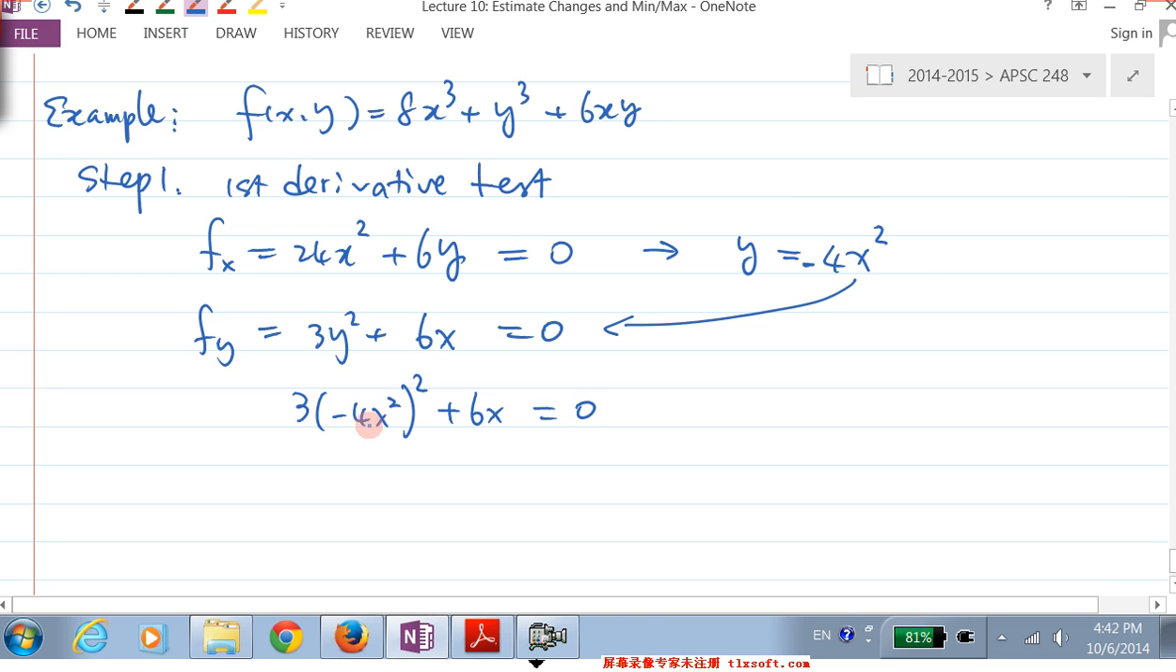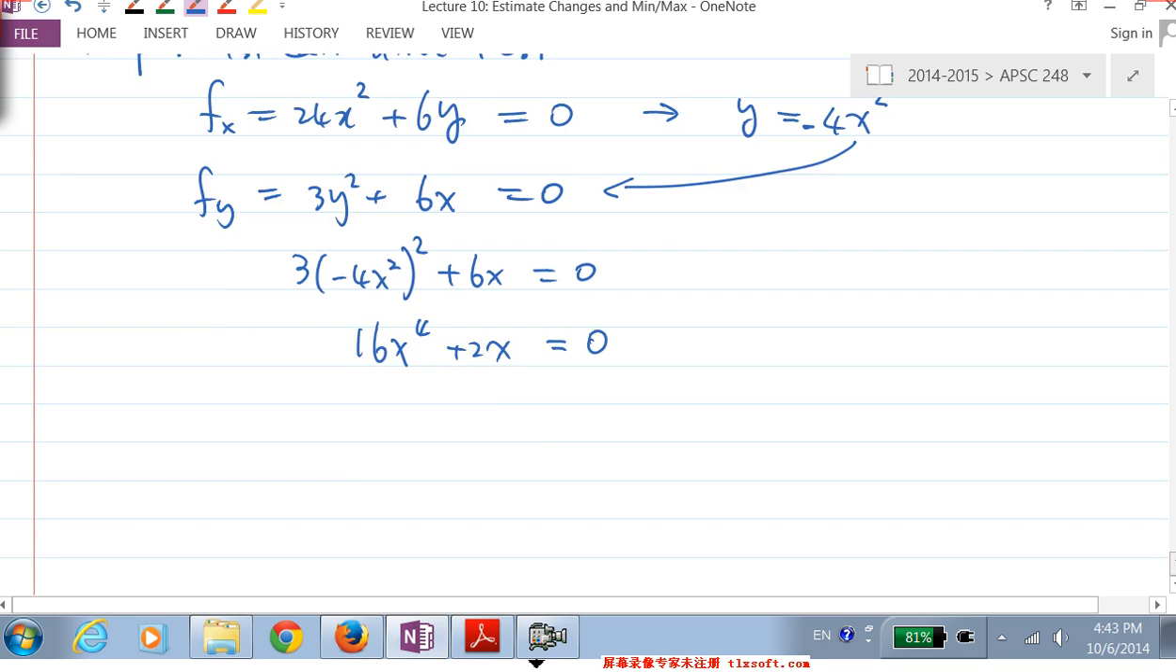4 squared is 16, so you can get rid of common factor 2. In the end, you end up with 16x to the power 4 plus 2x equal to 0. You can get rid of 2 too, right? Or 8x to the power 4 plus x equal to 0. Up to here, the common factor is x.